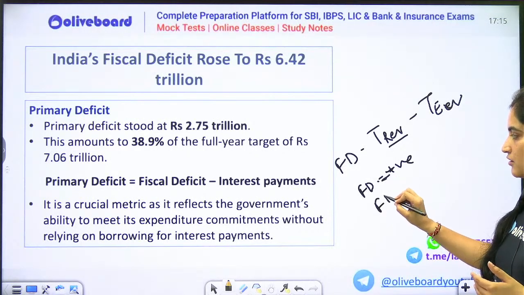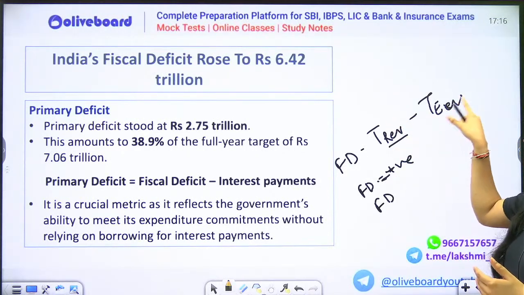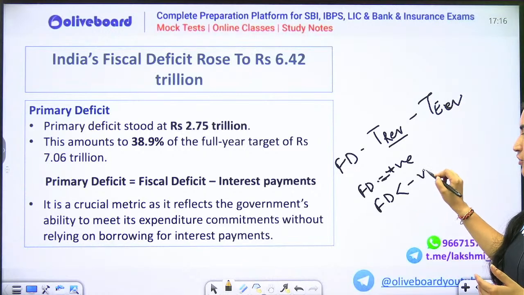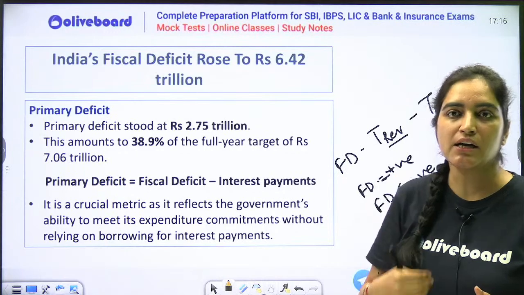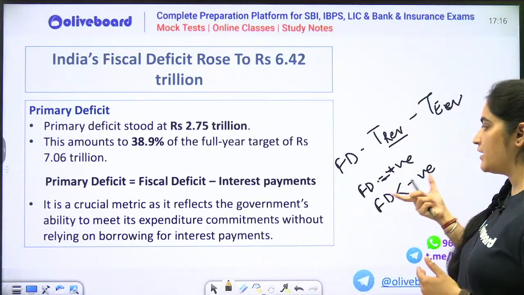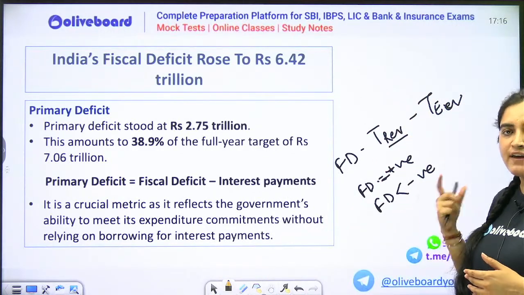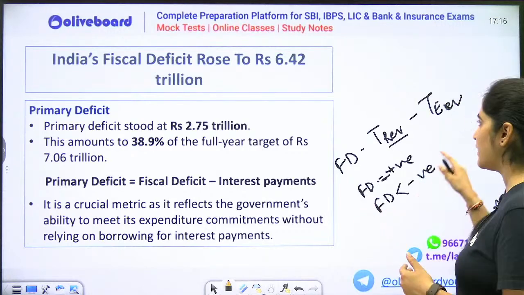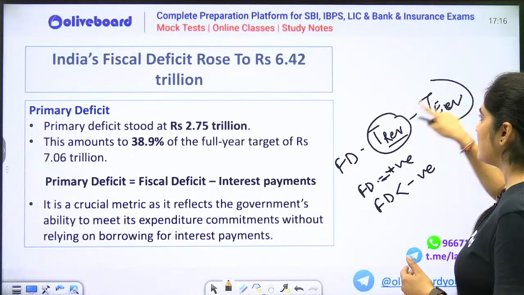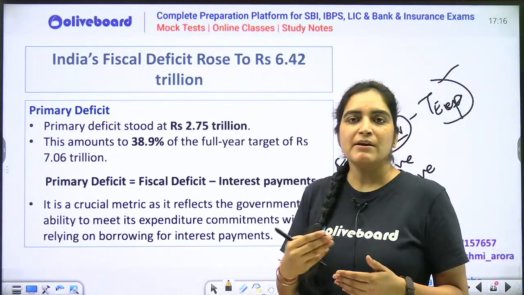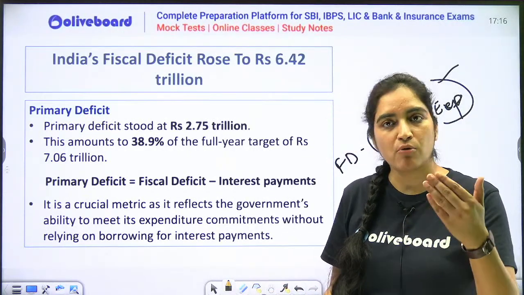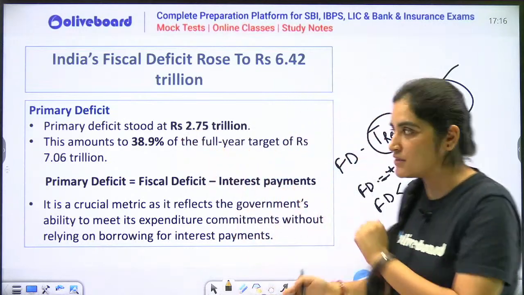If this revenue part is less and expenditure part is more, the value of fiscal deficit would be negative. That means we are spending more than what we are earning. And this is what India has a problem with. We have a lot of fiscal deficit because हमारा tax का revenue उतना नहीं है, but हमारा expenditure is definitely high. So अगर expenditure किसी भी country का high होता है, country goes for borrowing. So what is primary deficit?